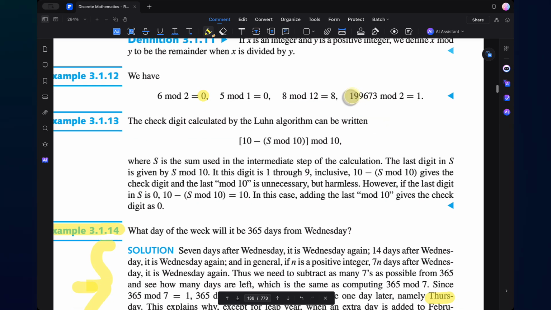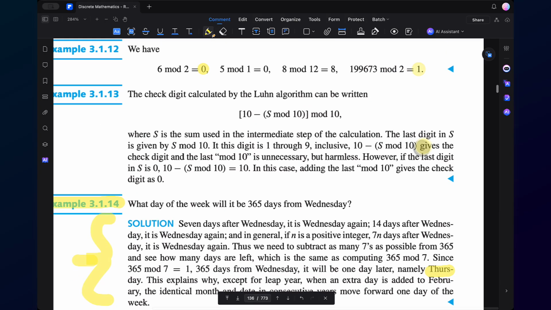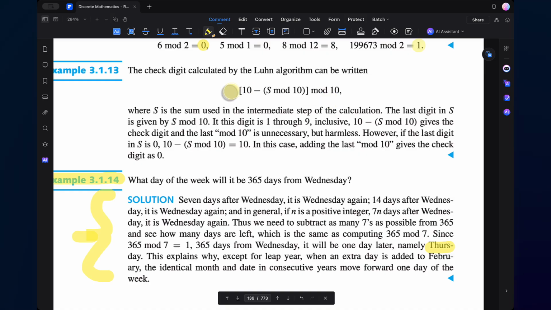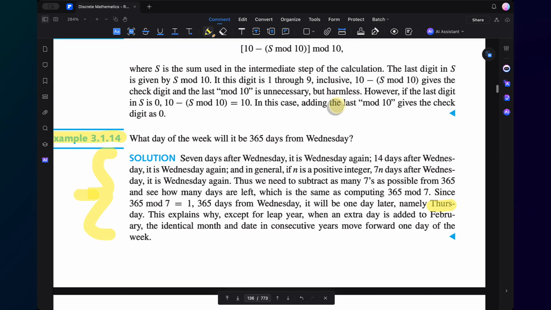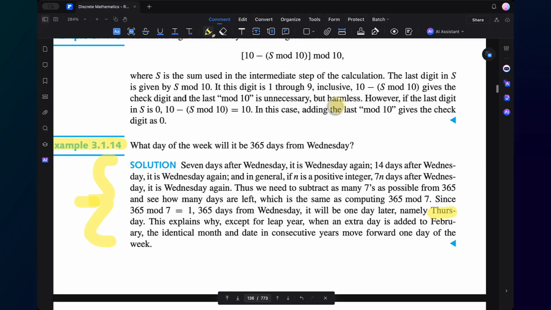And you can check this out. This number mod 2 is equal to 1. The reason for that is fairly clear. That's an odd number. When you take 199,673 divided by 2, it is equal to something plus 1. And that's where that 1 comes from. Here's another interesting one. The check digit that we talked about up there with the credit cards could be written this way. You take 10 minus the sum mod 10, and you can check to see that that in fact works.